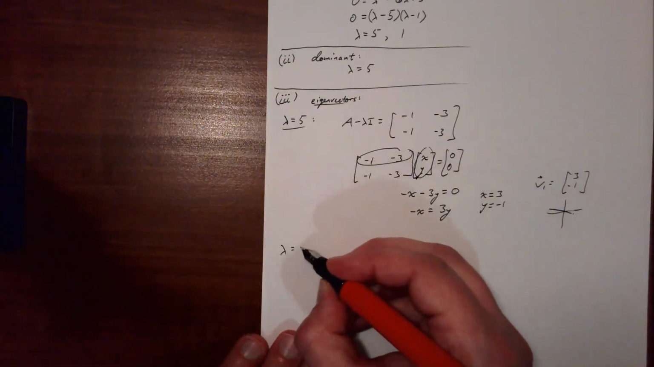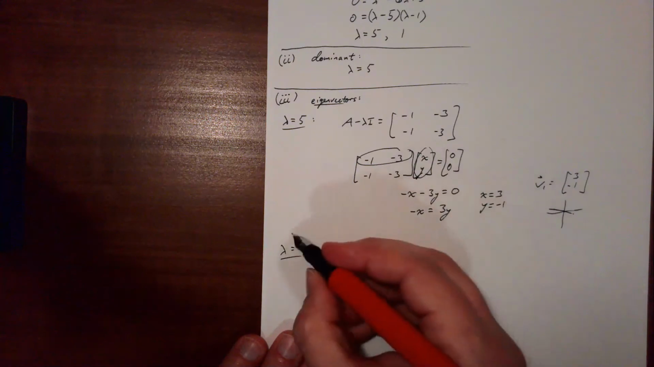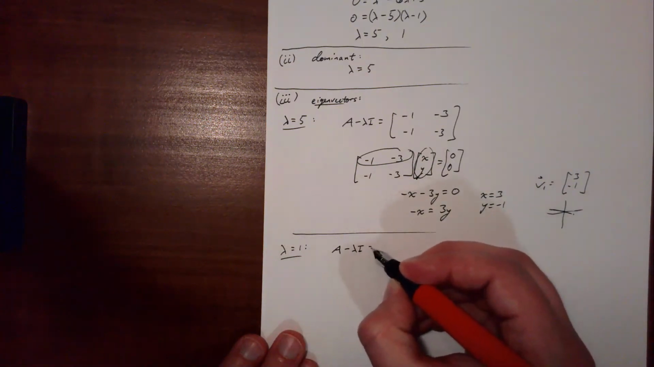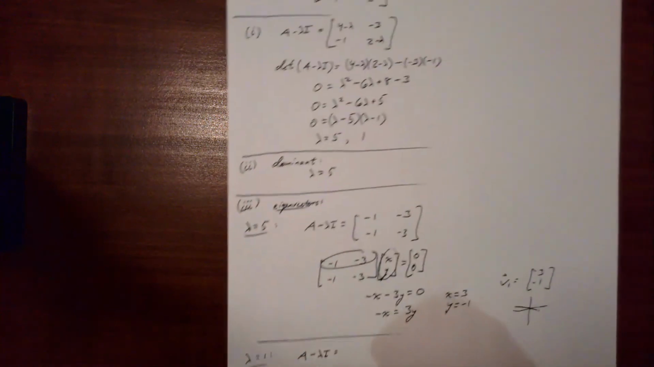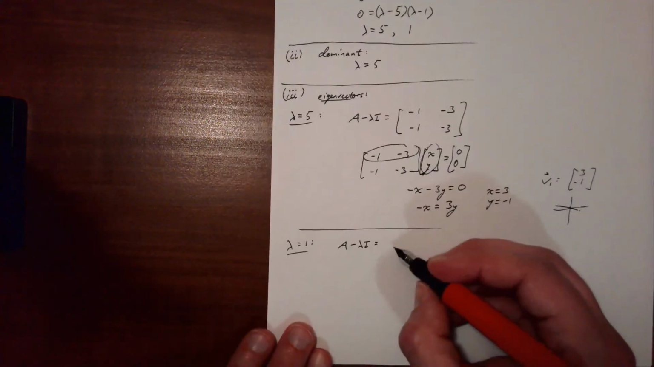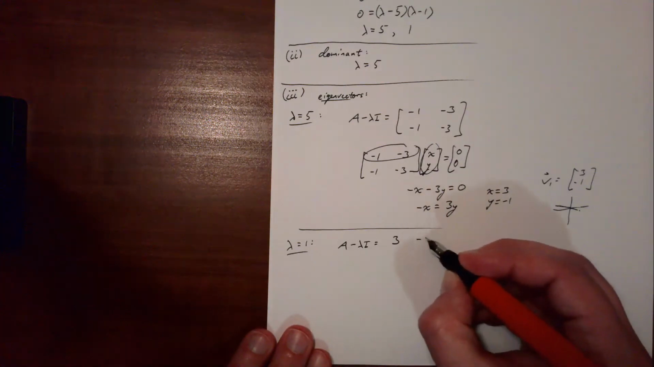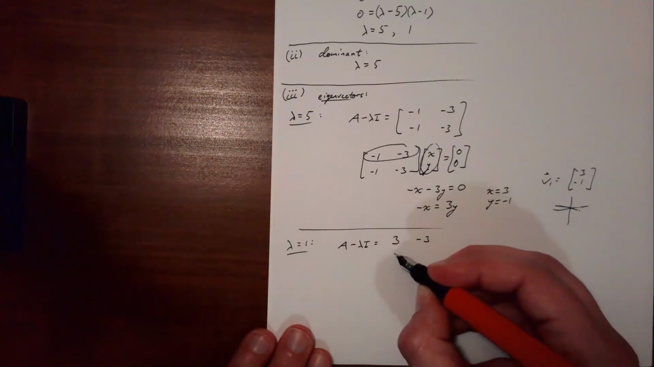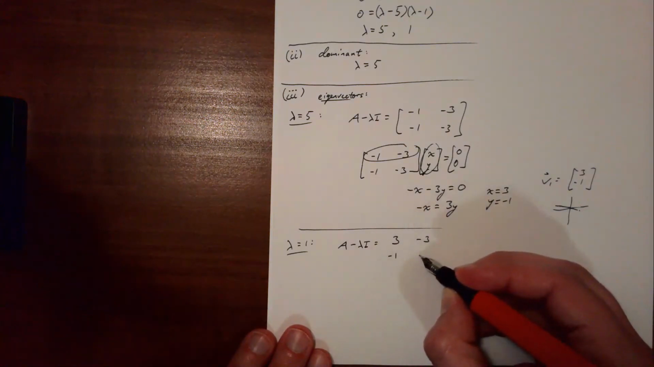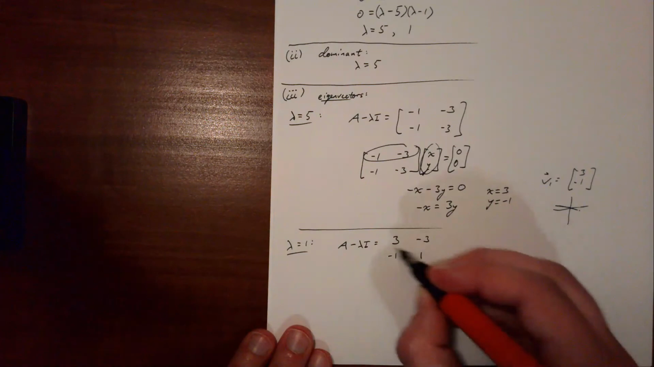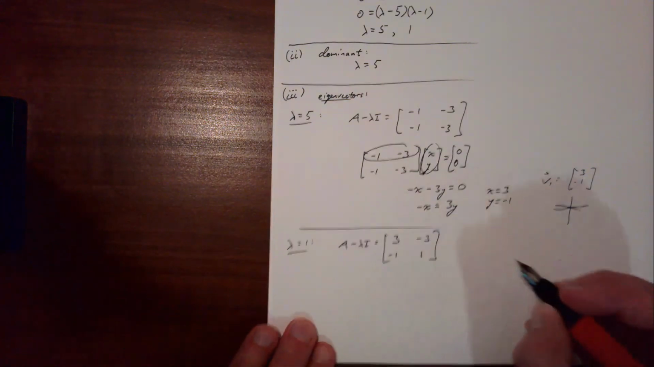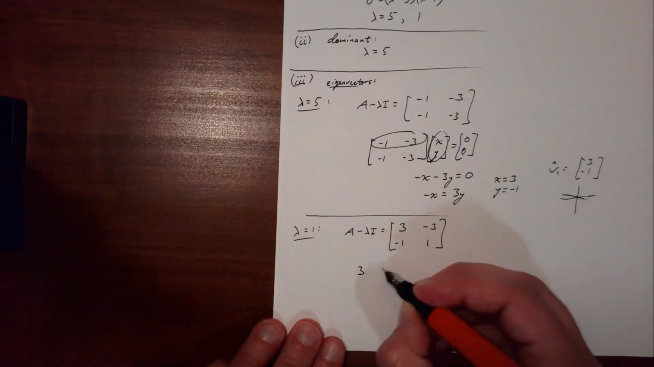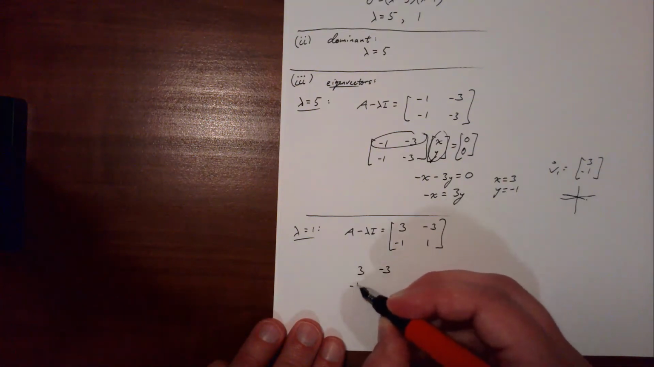Okay, lambda equals 1 now, the less dominant of the two. Well, A minus lambda I. We just put in 1 for all the lambdas up here. It's going to be 3, -3. And then it's going to be -1 and 1. All right, so then 3, -3, -1, 1.